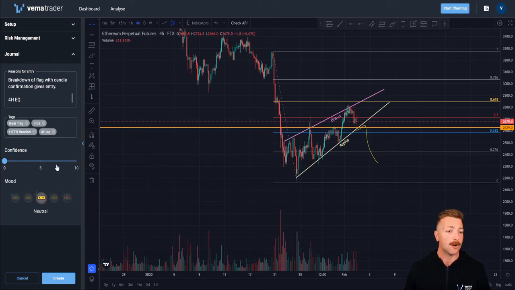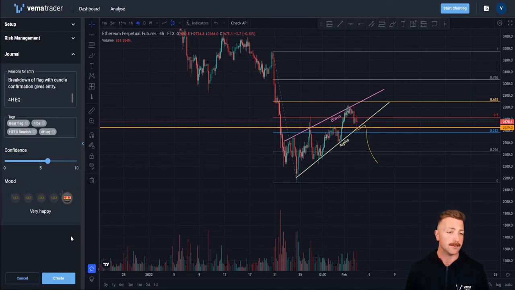Now confidence. So like I said, this is a bearish market and we have a bear flag, so I'm reasonably confident in this trade. I'm going to give myself probably not a 7, I'm going to go a 6. And mood. I am very happy today, so I'm going to set that as very happy. And that's it. That's everything that you have to do for your journal. So you can see it's really nice and simple.